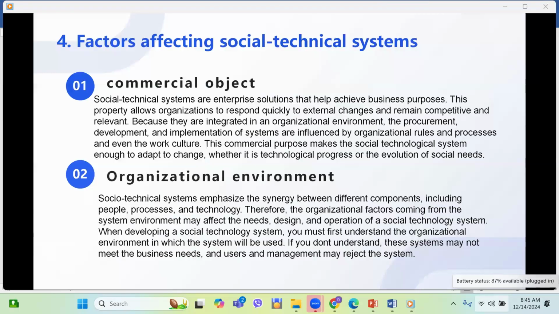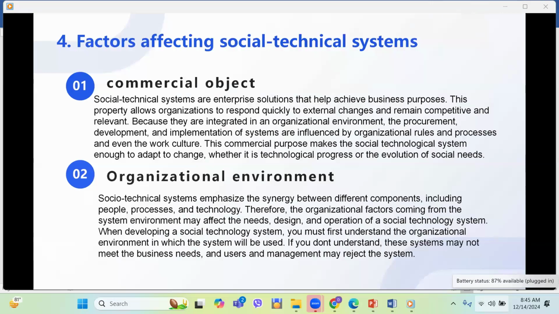Point 2. Organizational environment. Sociotechnical systems emphasize the synergy between different components, including people, processes, and technology. Therefore, the organizational factors coming from the system environment may affect the needs, design, and operation of a sociotechnical system. When developing a sociotechnical system, you must first understand the organizational environment in which the system will be used. If you don't understand, these systems may not meet the business needs, and users and management may reject the system.